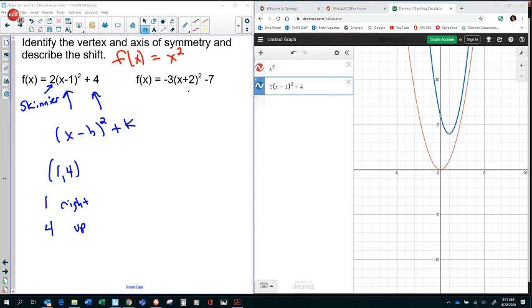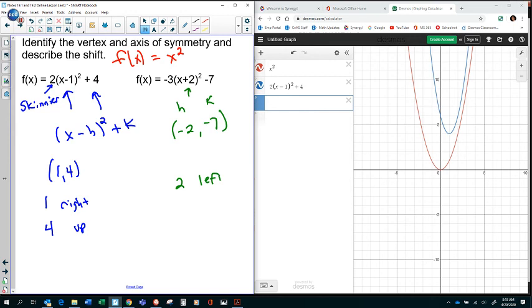But before you do, I want you to take a look at this. This is now a positive 2. Remember, it's x minus h, so our vertex is going to be the opposite value. Because it's x minus h, it's going to be a negative 2, and then we've got a negative 7. Remember, the k is going to be just like it's seen, but the h is going to be the opposite because it's x minus h plus k. So our vertex is going to be negative 2, negative 7. So it's going to shift 2 to the left and 7 down from our original function.